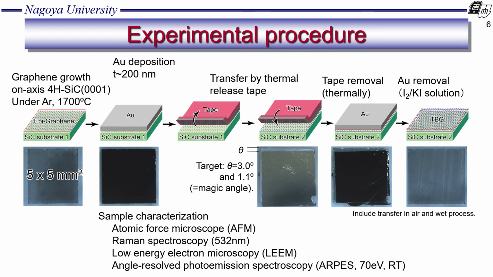Sample preparation was done by the following procedure. First, monolayer graphene was grown on a 5 by 5 square millimeter silicon carbide substrate. We deposited a gold thin film on graphene, and exfoliated graphene together with gold using thermal release tape. We then transferred it onto another graphene on silicon carbide with a certain twist angle, and finally, tape and gold were removed. In this study, the target twist angles were 3.0 degrees and 1.1 degrees, and the latter is actually the magic angle. We characterize these samples by these techniques. Now, I'd like to introduce our experimental results.